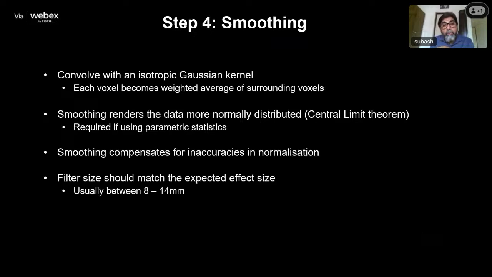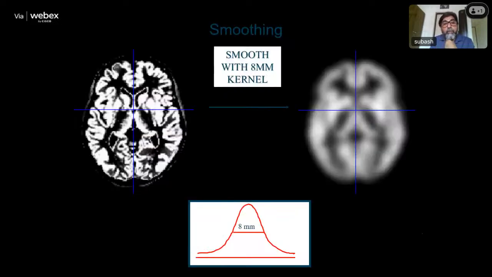Then you do smoothing, and smoothing is done like this. You can see this is a gray matter image. You can see how it is done with smoothing with an 8 millimeter kernel. Generally, this FWHM can be taken as 2 to 3 times the slice thickness, sometimes even more.